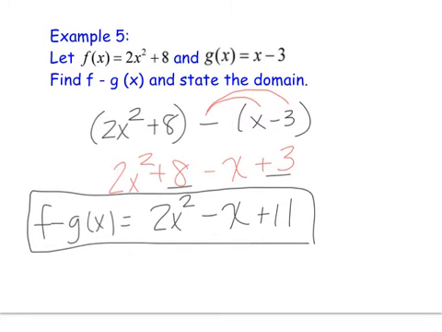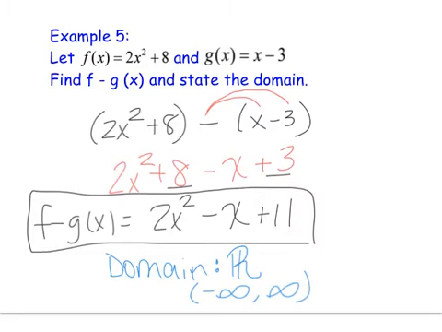When we're stating our domain, we are to consider, are there any red flag situations here? Do we have any x's in denominators? No. Do we have any x's under square roots? No. So we would say all real numbers is our domain. So again, our domain is all real numbers or all the numbers from negative infinity to positive infinity.